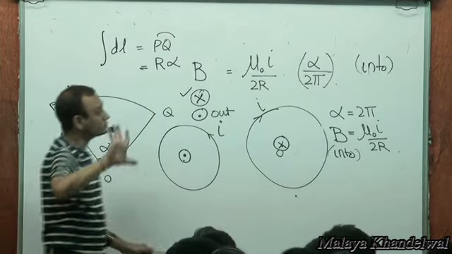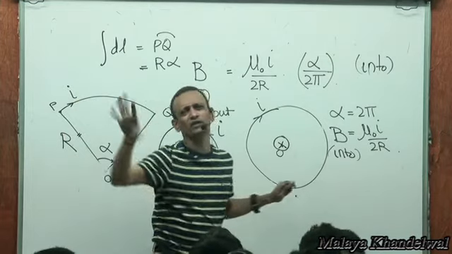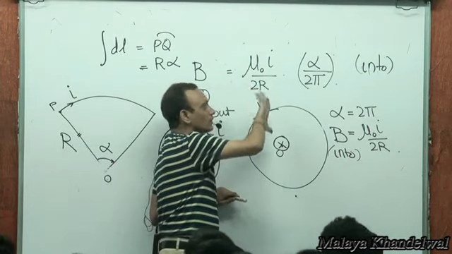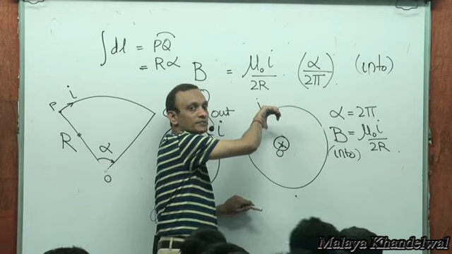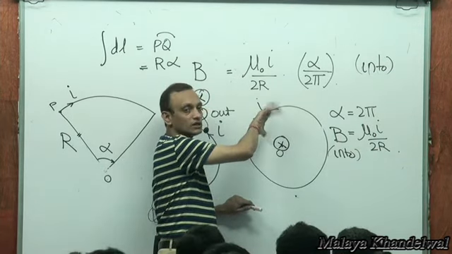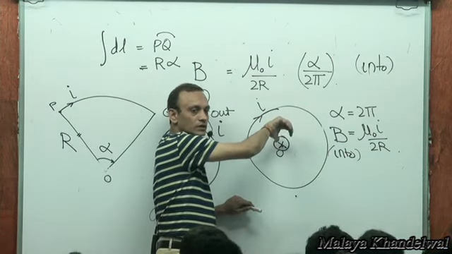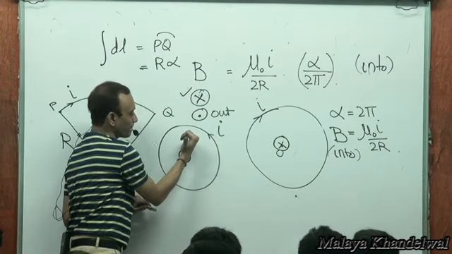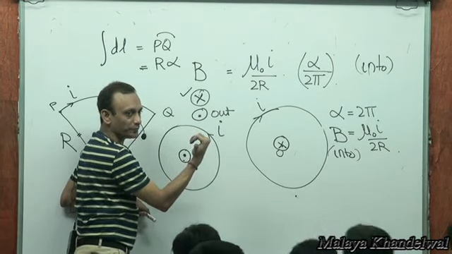Now, again, a thumb rule: you don't want to do a dl cross r all the time. I do a dl cross r all the time though. Okay. You take your right hand, curl your fingers in the sense of the current and observe your thumb. That will give you the direction of B at O. In this case, curl your fingers like this. It goes into the plane of the board and that gives you the direction of B. In this case, curl your fingers in the sense of I and it comes out. So B would be out of the plane of the board, right?